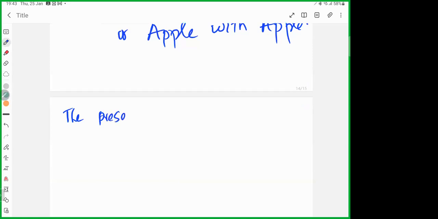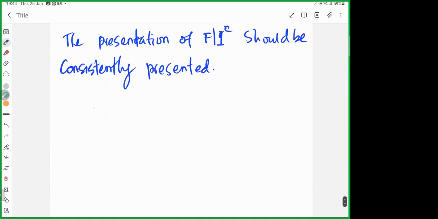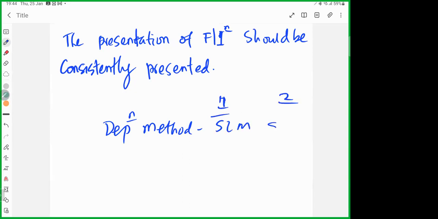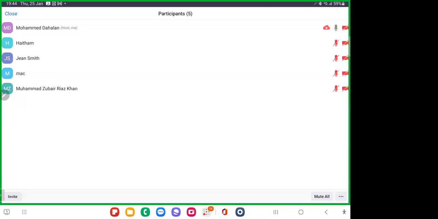The presentation of financial information should be consistently presented. You should do whatever policies you are following. Now, one good example, we again talk about depreciation method. Last year, you followed the straight line method, year one. And when you go to year two, it also should be straight line method. Clear? Yes, clear.